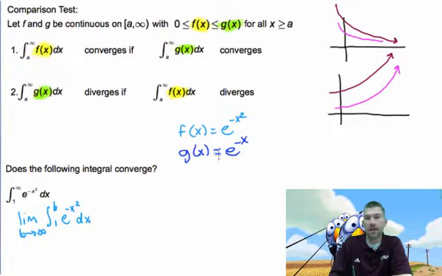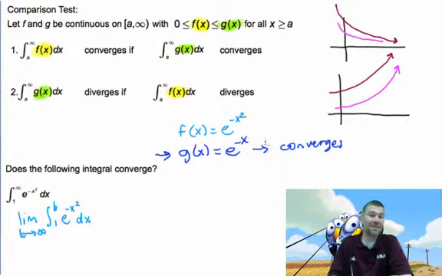Okay, if we can show that this statement is true, that e to the negative x converges, then since f is smaller, f would have to converge as well. So what we want to do is change our limit and take it from this kind of nasty, gross-looking guy to this one.